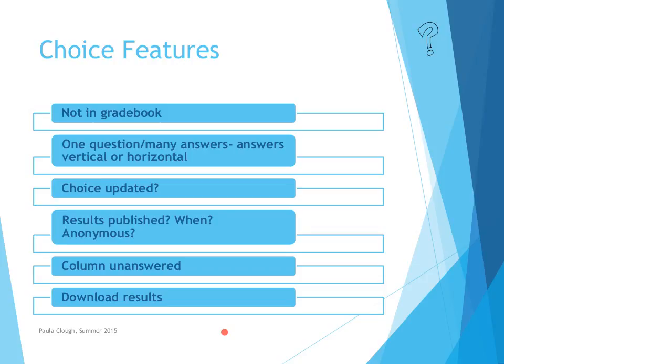Another really great feature is a column for unanswered, so that you have a listing of all of the students who haven't yet answered the choice. This is really helpful when you have something that is really essential that everybody answers. Then you don't have to keep going through your list to see who's answered and who hasn't. And also you can download the results. This is really nice sometimes if you want to have the results on a piece of paper, or you can play with them in Excel and do some different kinds of graphs there.